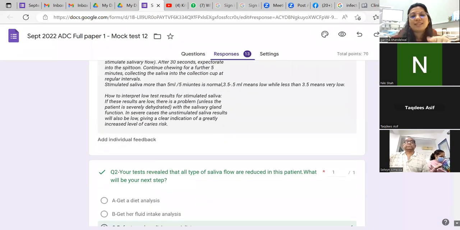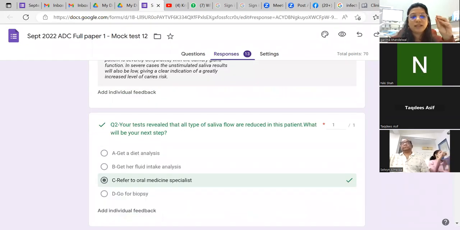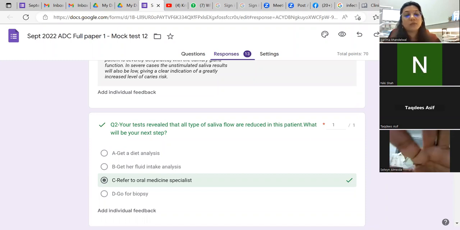Now coming, a long explanation has been given. The enrolled candidates can use it. Then your test revealed that all types of saliva flow are reduced in this patient. So you have done all tests of saliva. What will be your next step?